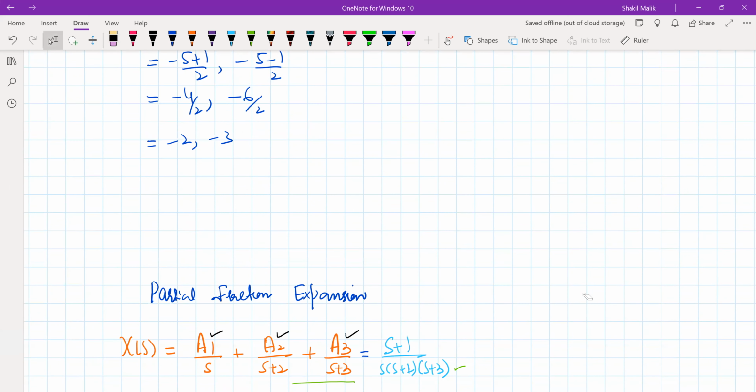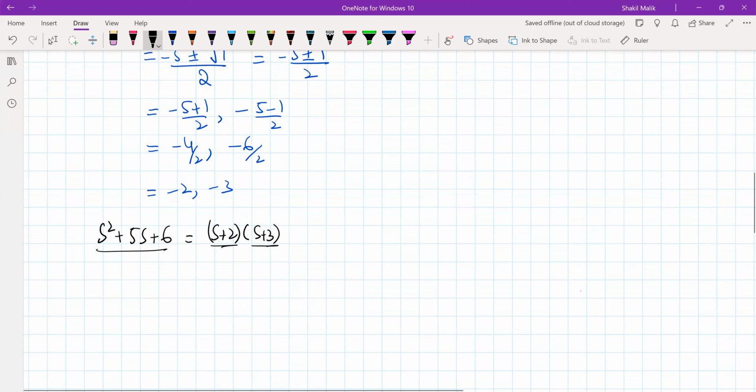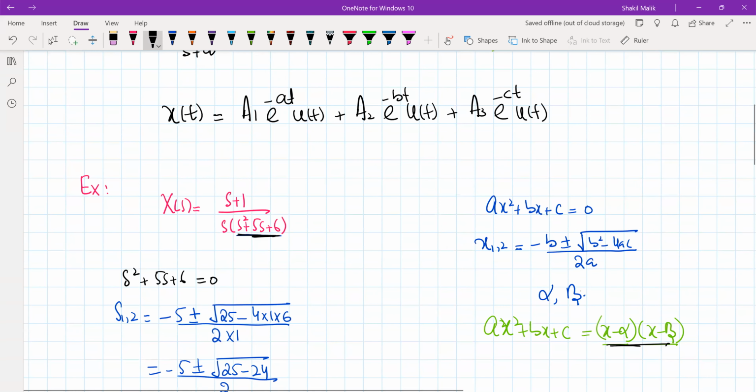That in other words means we can write s square plus 5s plus 6 as the product of s plus 2 and s plus 3. So s square plus 5s plus 6 you can express as this. These are referred to as factors of this second order polynomial. Okay.